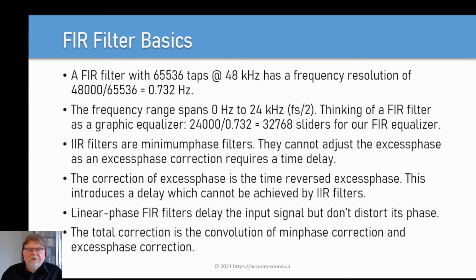Infinite impulse response, or IIR filters, are minimum phase filters. They cannot adjust the excess phase, as an excess phase correction requires a time delay. So the correction of excess phase is the time-reversed excess phase. We'll get into this in a little bit of detail, but this introduces a delay which cannot be achieved by IIR filters. Linear phase filters delay the input signal but don't distort its phase. So the total correction is the convolution of the minimum phase correction and the excess phase correction.